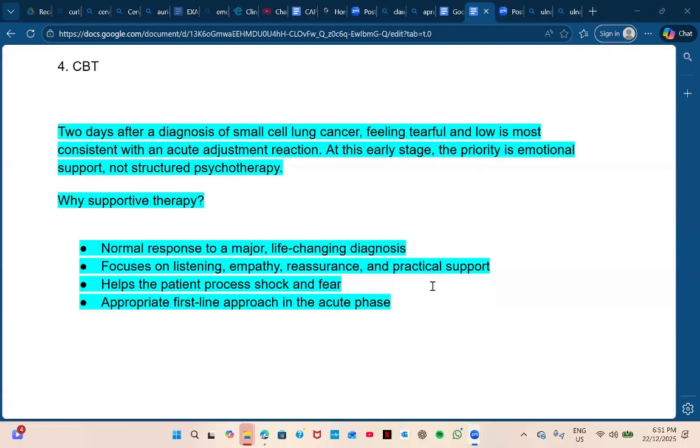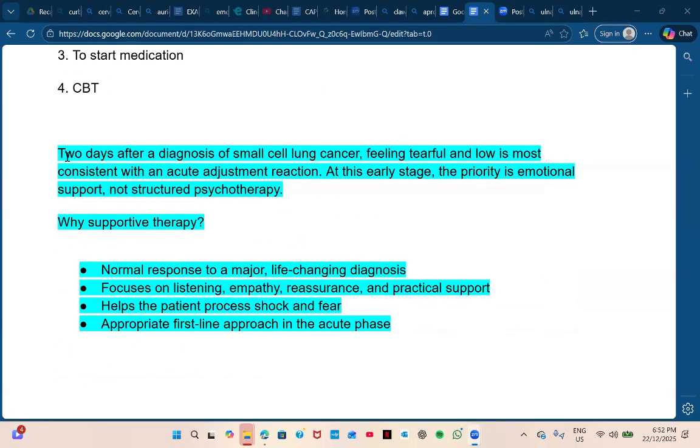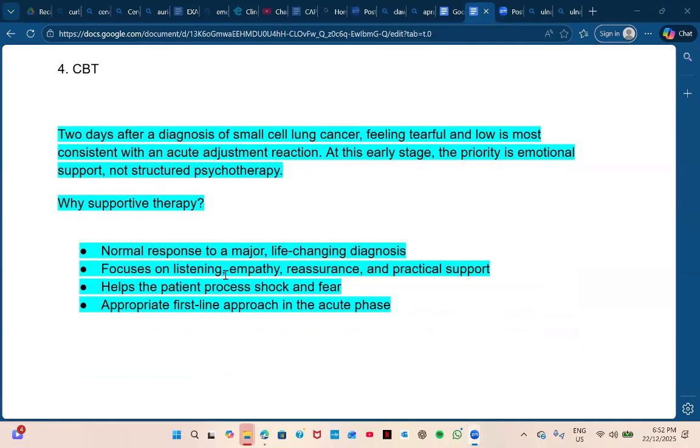So our patient is diagnosed with cancer, right? It's a major life change. The focus is on listening, empathy, reassurance, and practical support. So if they ask about the initial support as a doctor, and it has been just two days since diagnosis, first we have to listen to the patient and show empathy, reassurance, and practical support, because that helps the patient process the shock and fear. It is the appropriate first-line approach in the acute phase.